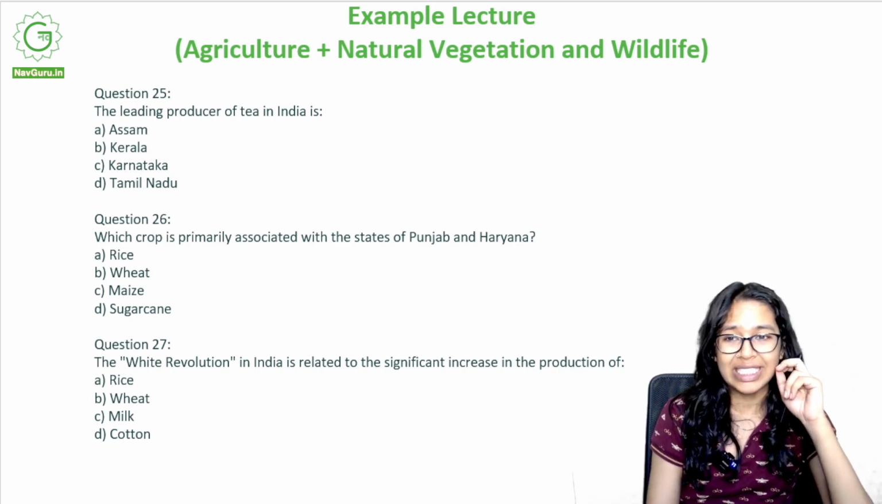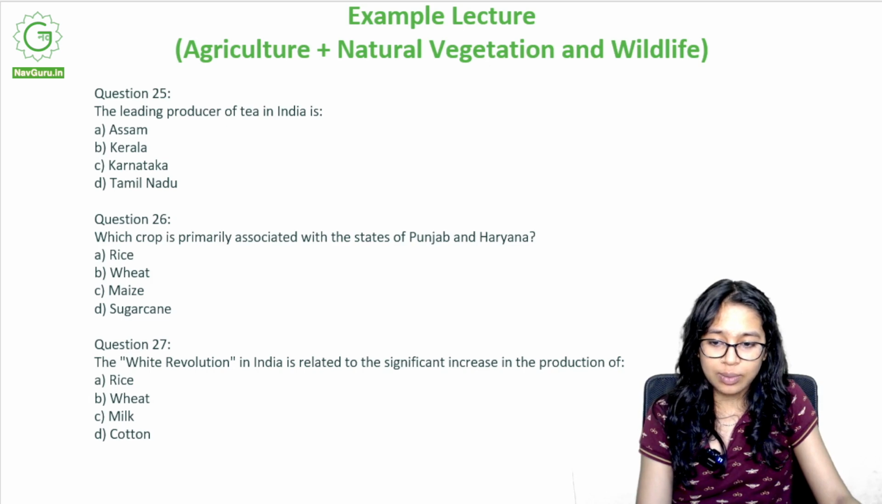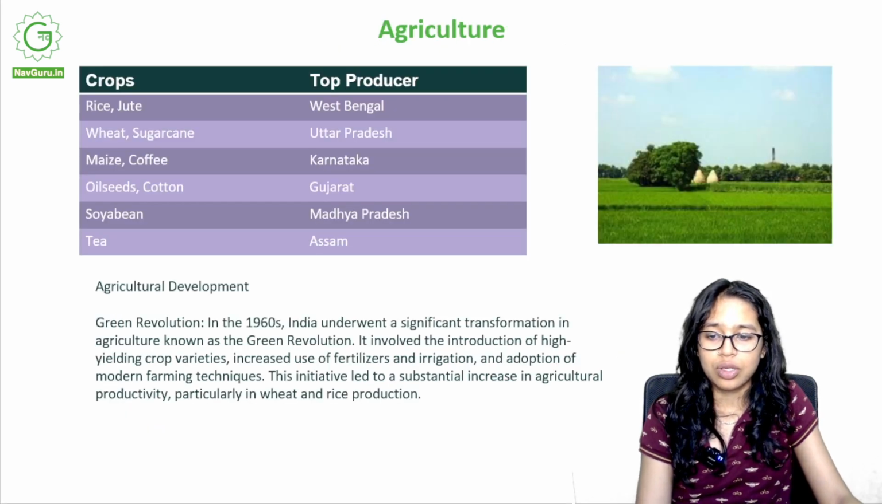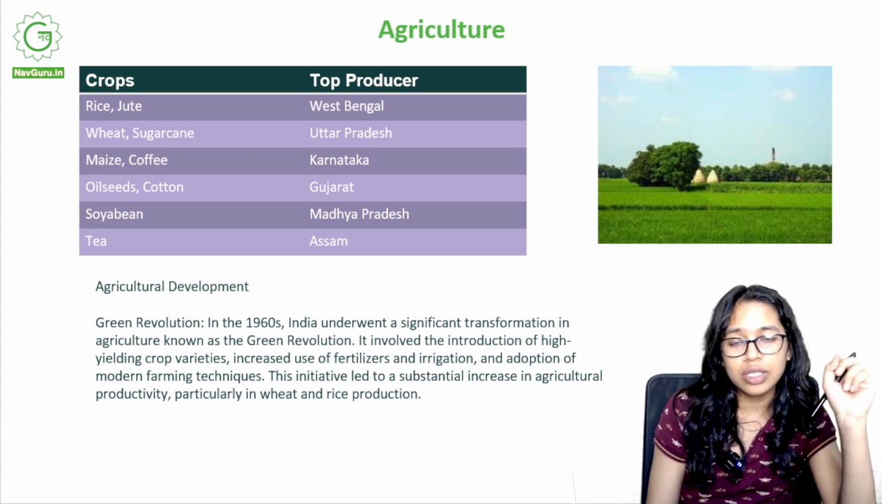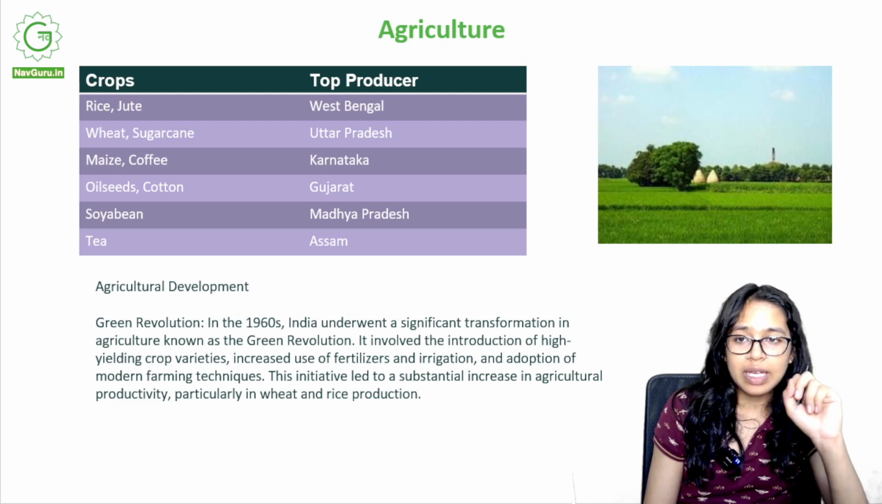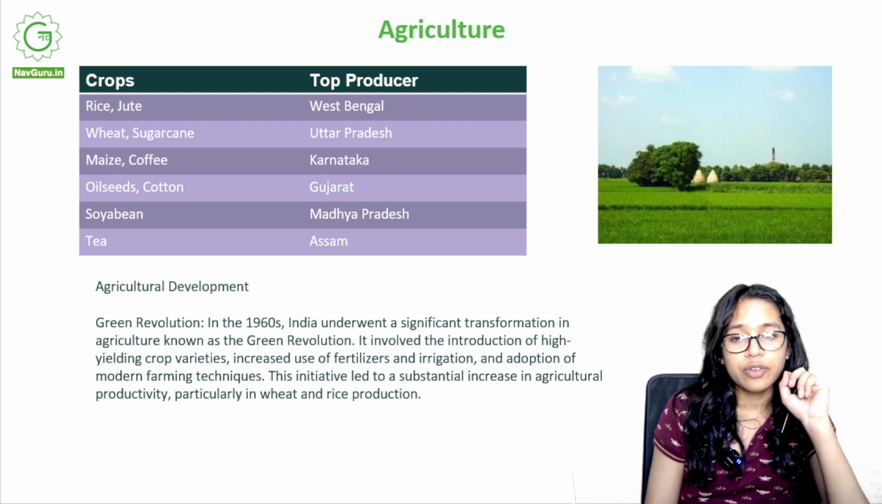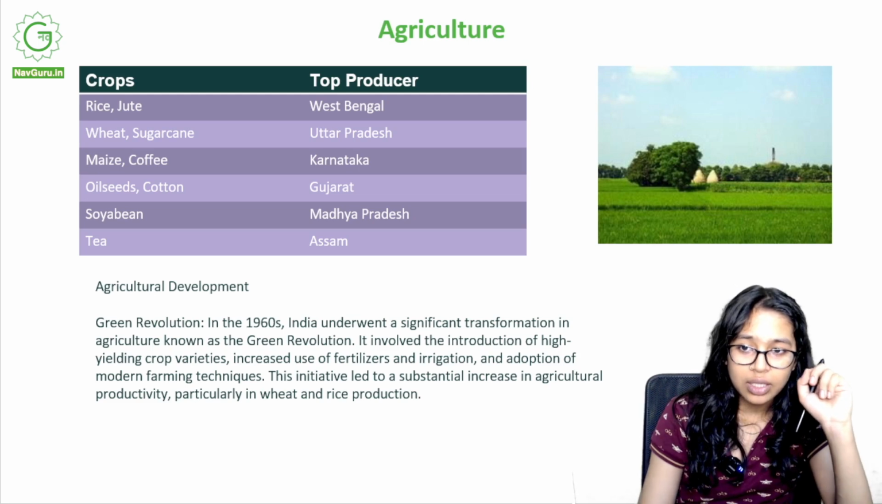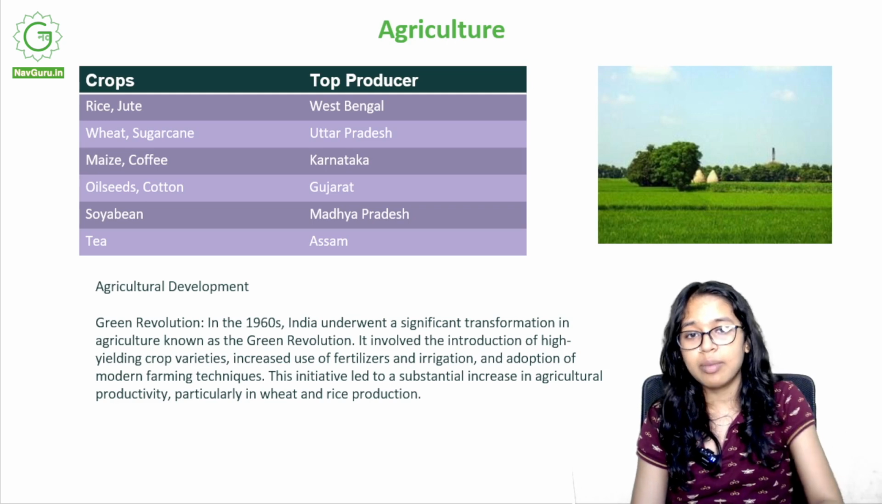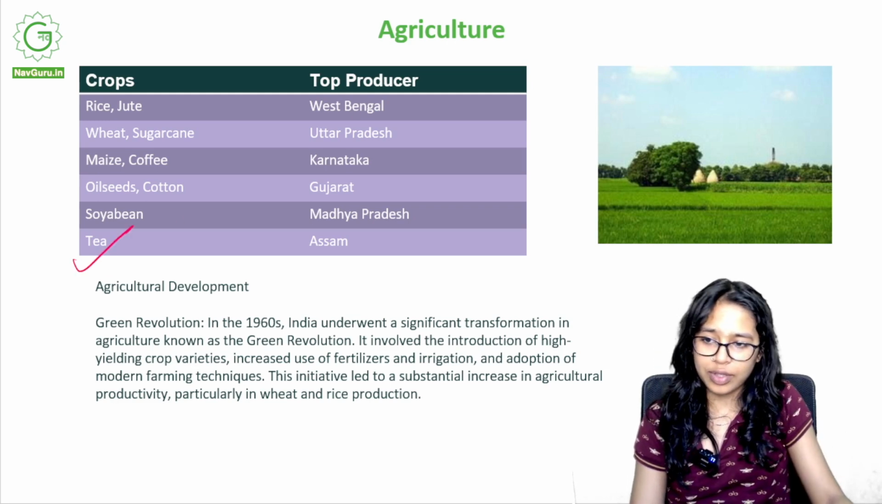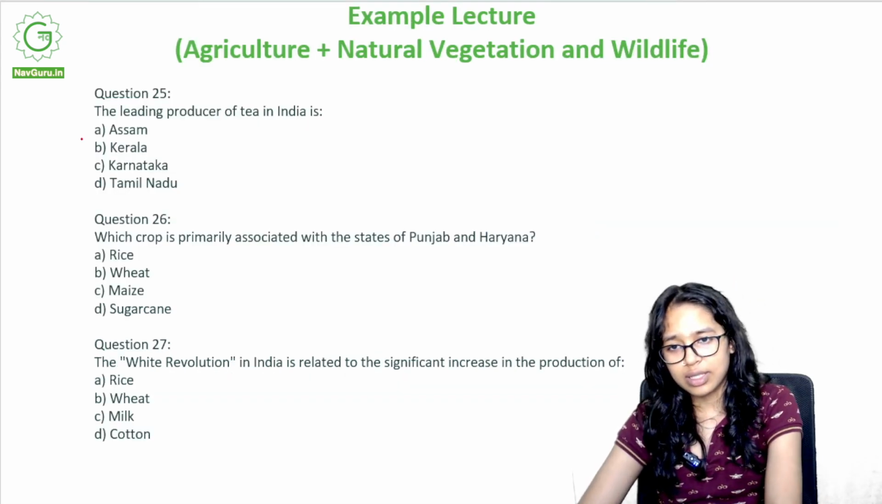The leading producer of tea in India is, okay, let's go back to this table that we studied. Let's revise this. The leading producer of rice and jute is West Bengal. The leading producer of wheat and sugarcane is Uttar Pradesh. The leading producer of maize and coffee is Karnataka. The leading producer of oil seeds and cotton is Gujarat. Soya bean is Madhya Pradesh, and tea is Assam. So Assam is the top producer of tea, and that is what we were looking for, and hence the right answer is A, Assam.